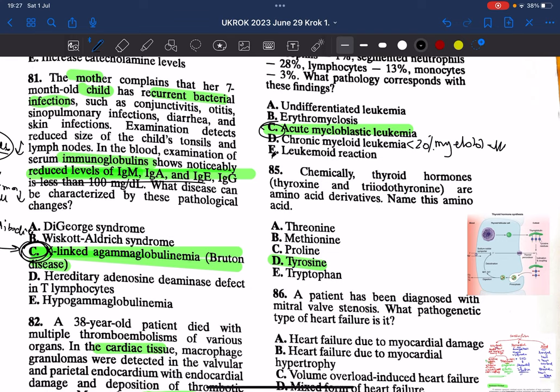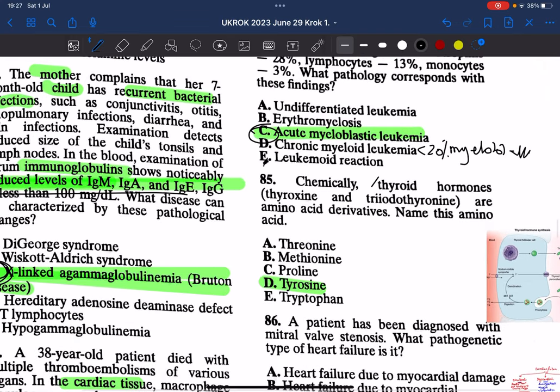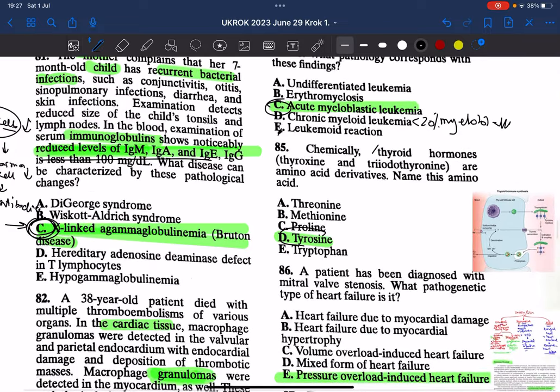Next, we have thyroid hormones. They are produced from an amino acid. This amino acid is called tyrosine.